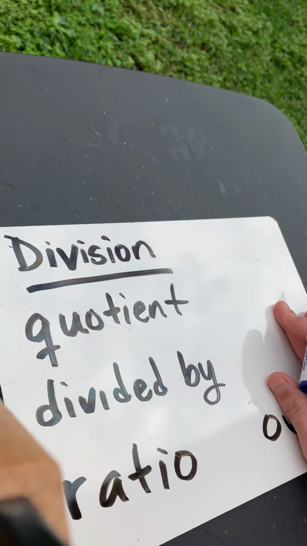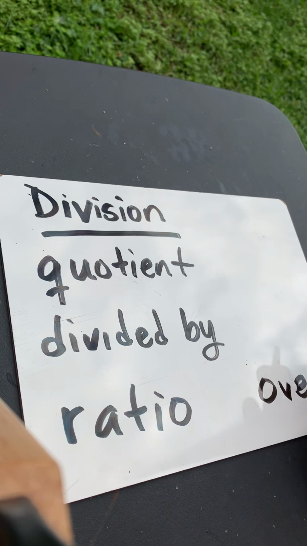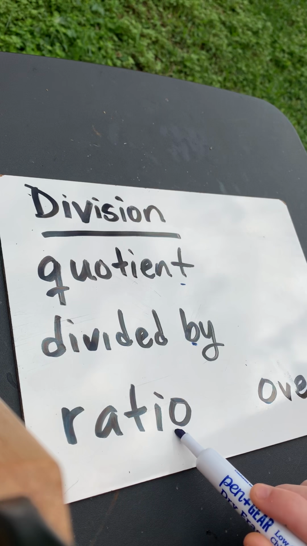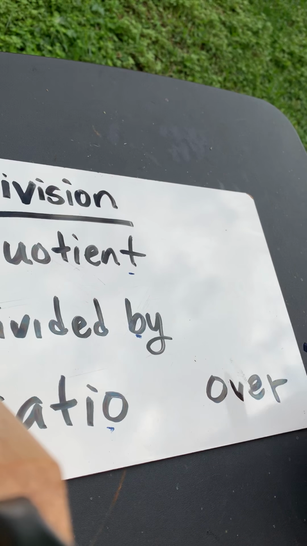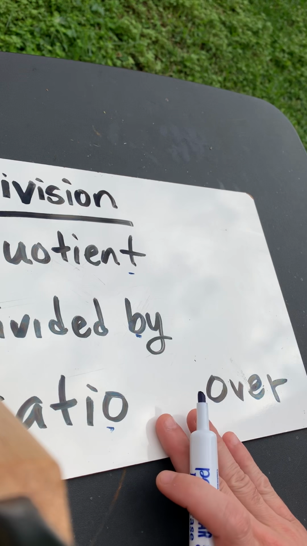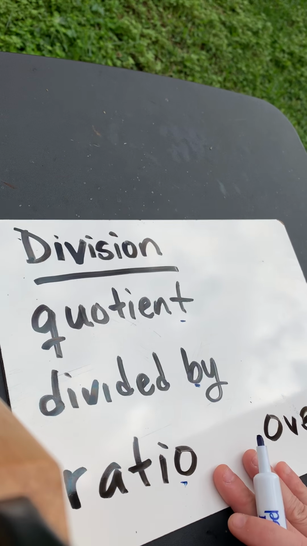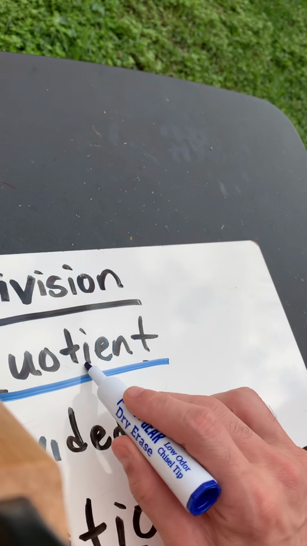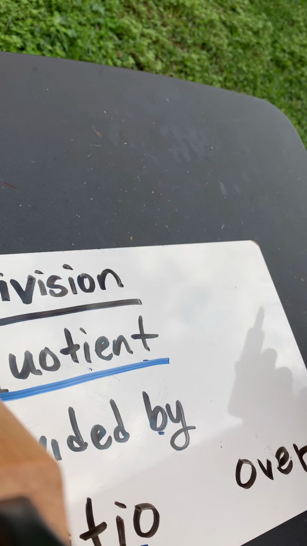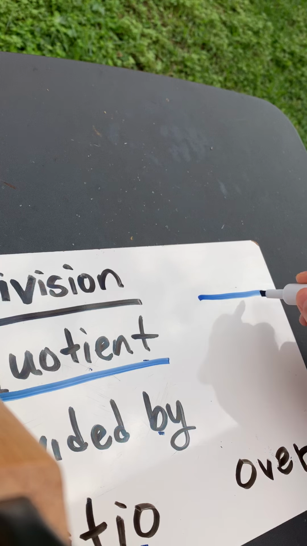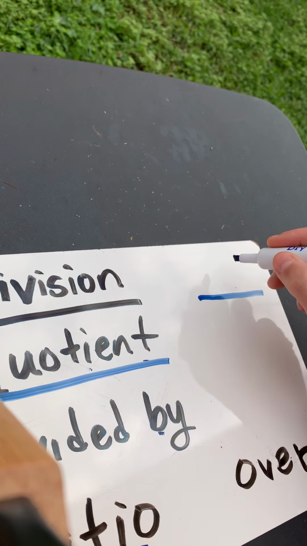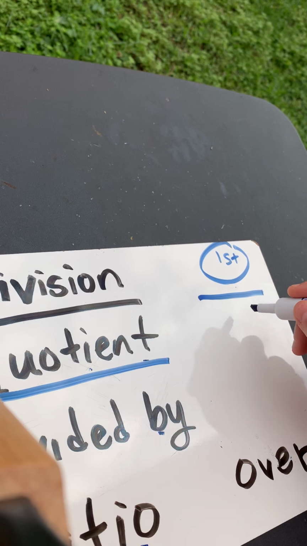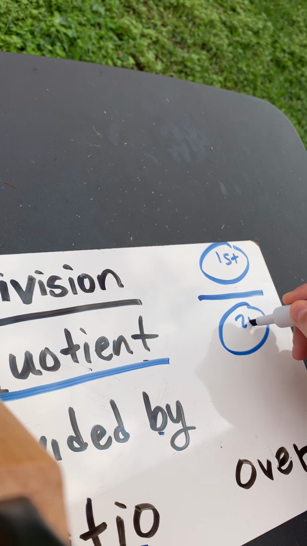And last section is division. Quotient, divided by, ratio, and over. Now, a couple things that are important about these words here. Quotient. After the word quotient, you're going to read two different things. The first thing you read goes on top, and the second thing you read goes on the bottom of the fraction.